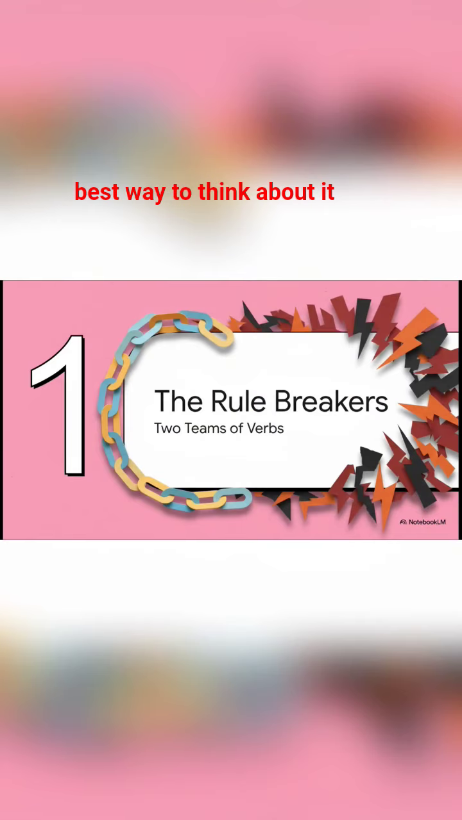So here's the best way to think about it. Imagine English verbs are split into two teams. You've got your predictable, rule-following verbs, and then you have the rule breakers. And today, we're focusing on that rebellious second group. And this slide just lays it all out perfectly. Over on the left, you've got your regular verbs. They follow that simple, dependable rule, just add ed for the past tense. So play becomes played. Super easy.